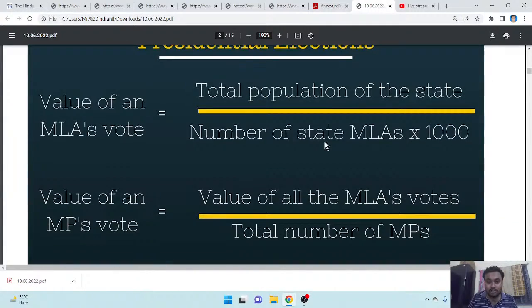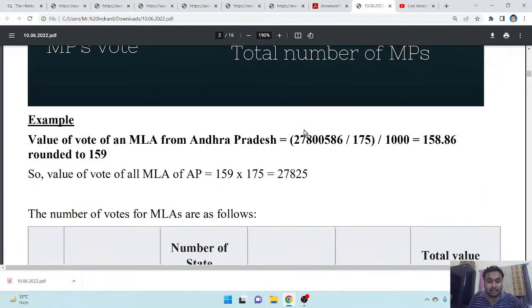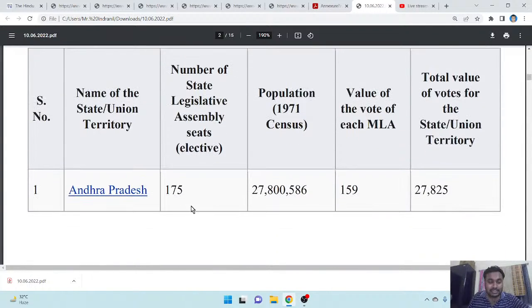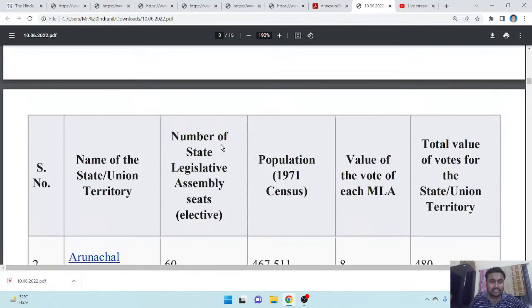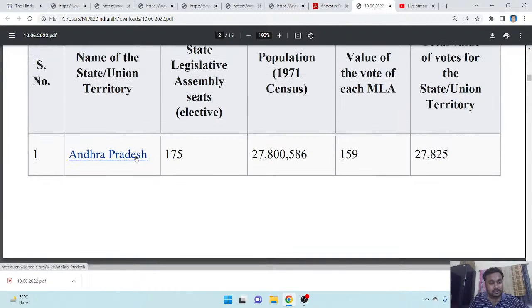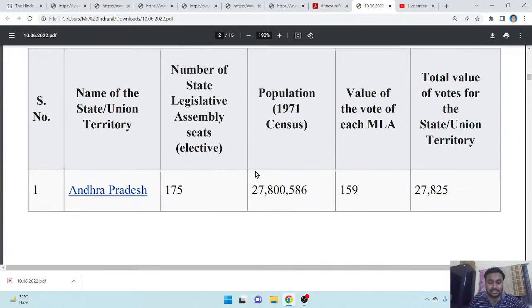Okay, so come to the formula: total population of that state as per 1971 census divided by the number of MLAs of that state, into 1000. Okay, let's take an example. There are many states, so let's take one example. Suppose Andhra Pradesh. Andhra Pradesh has 175 elected MLAs, the number of state assembly seats.